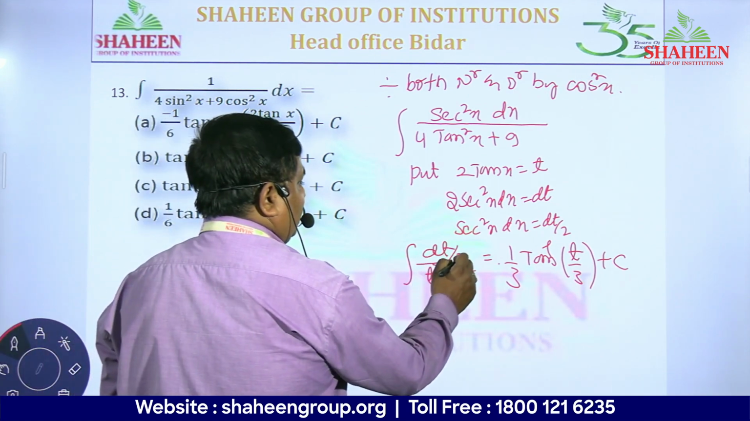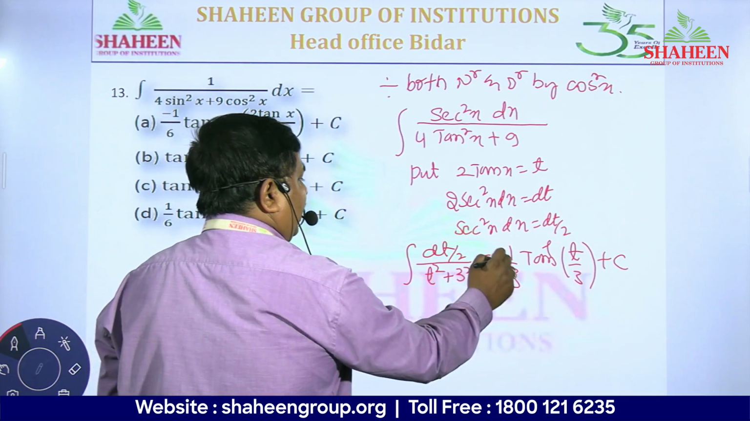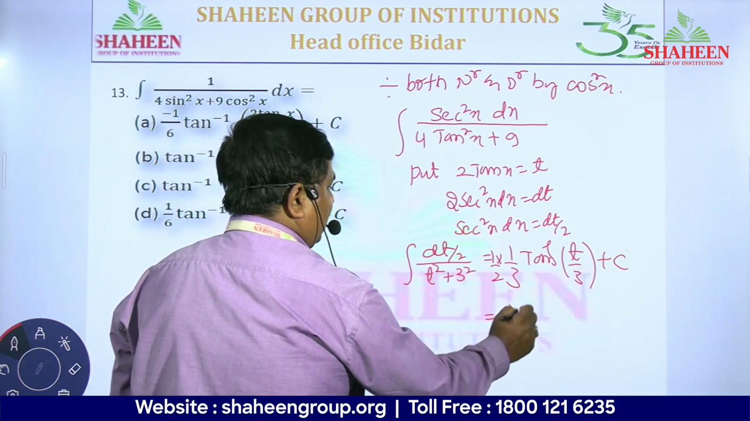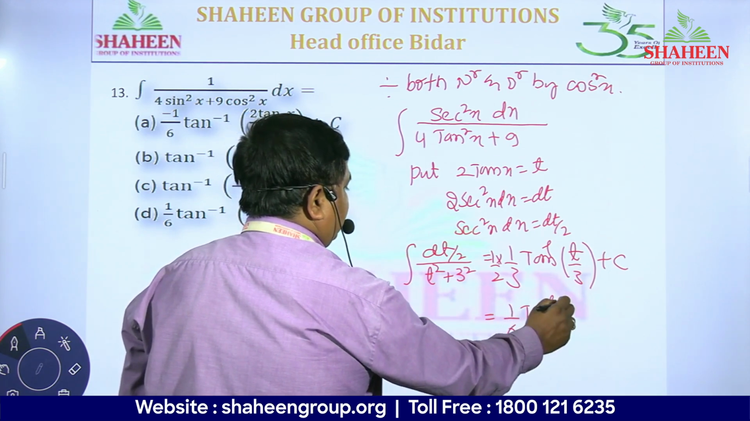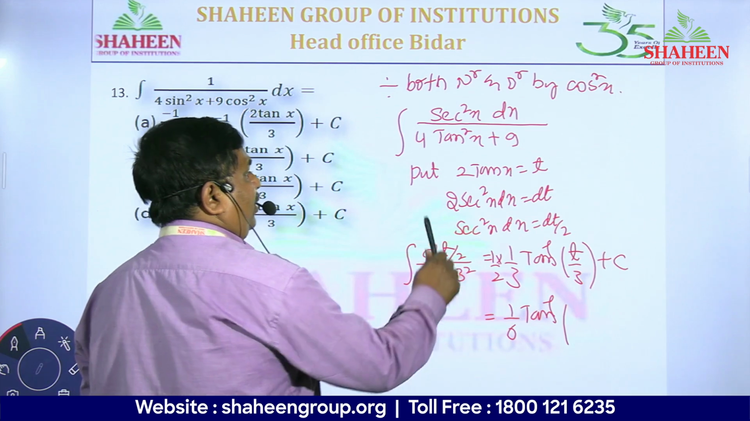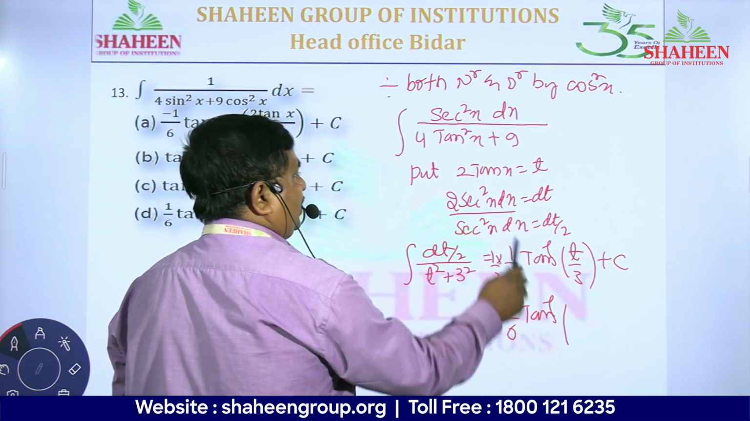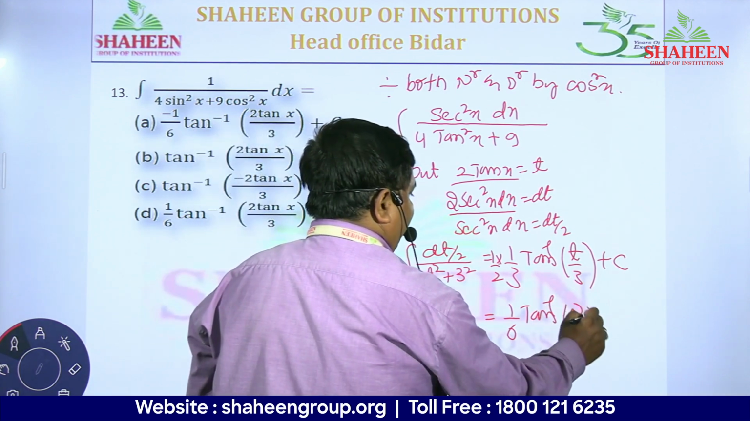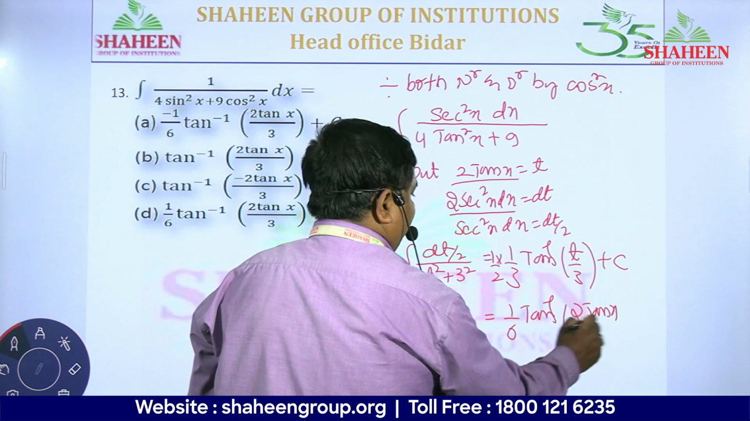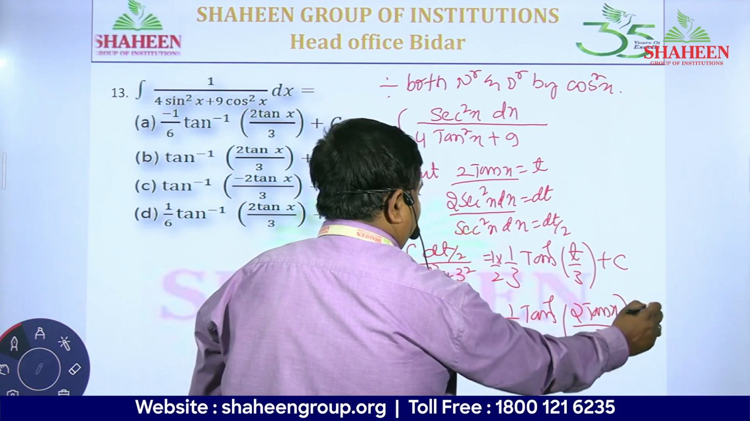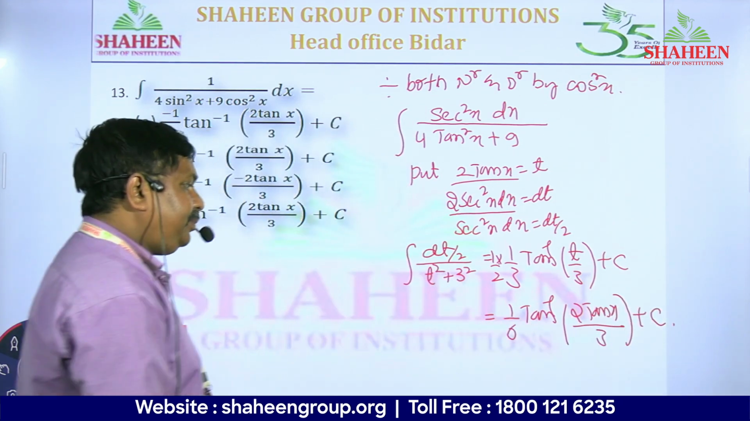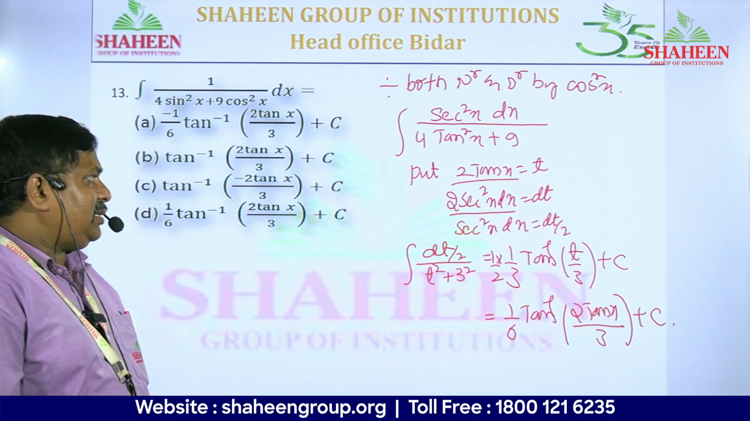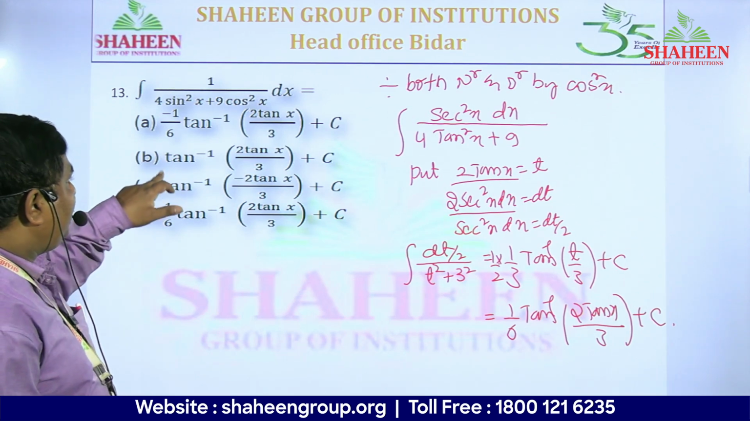This is dt by 2, so 1 by 2 we can write here. This becomes 1 by 6 tan inverse. And what is the t value? What we have substituted for t, that is 2 tan x. And this becomes 2 tan x divided by 3 plus c.